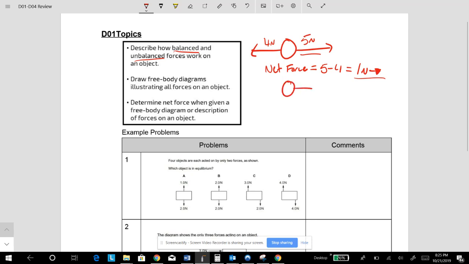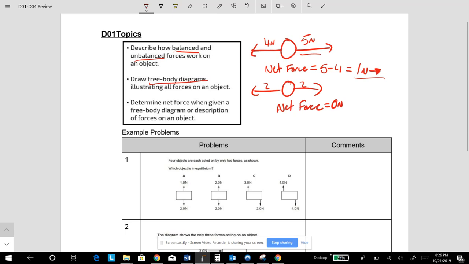You should also be able to say, if I have balanced forces, so if this is 2 and that's 2, that my net force will be 0, which means that I will have no movement on my object. Again, you should be able to draw free body diagrams illustrating all of the forces like I've shown right here.